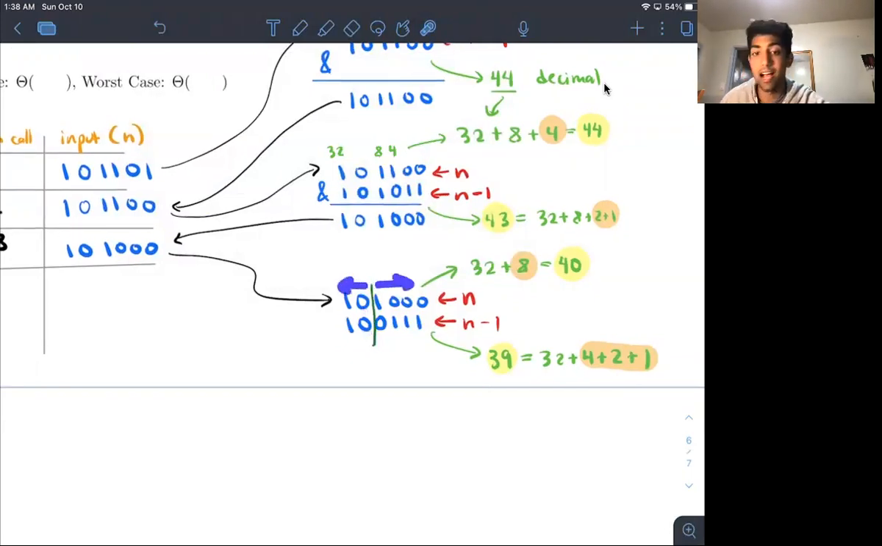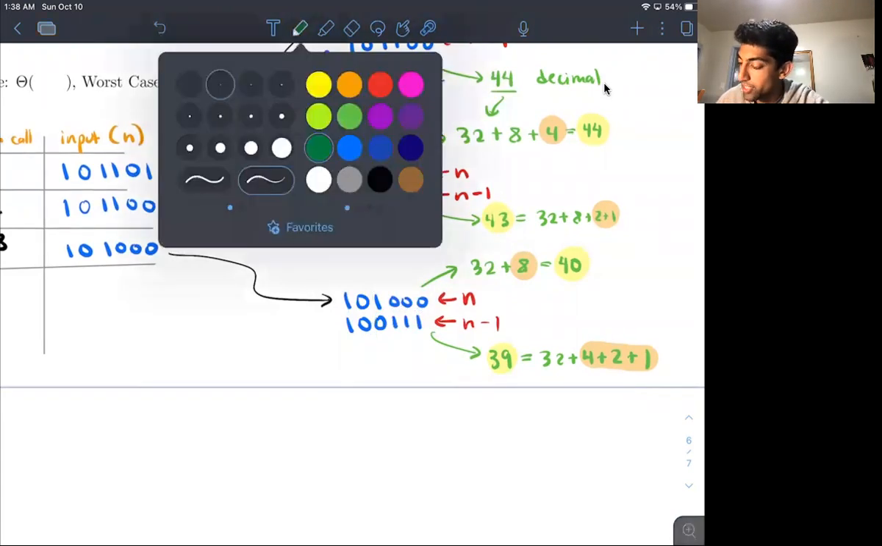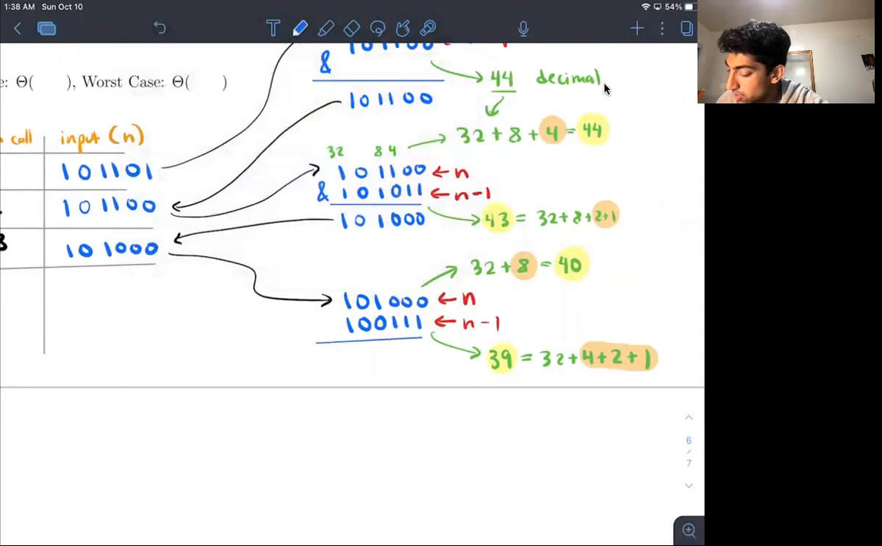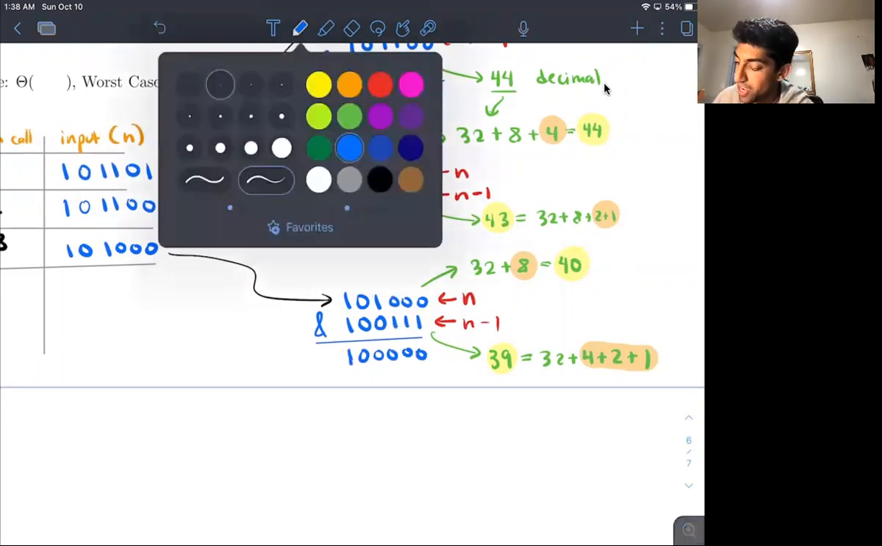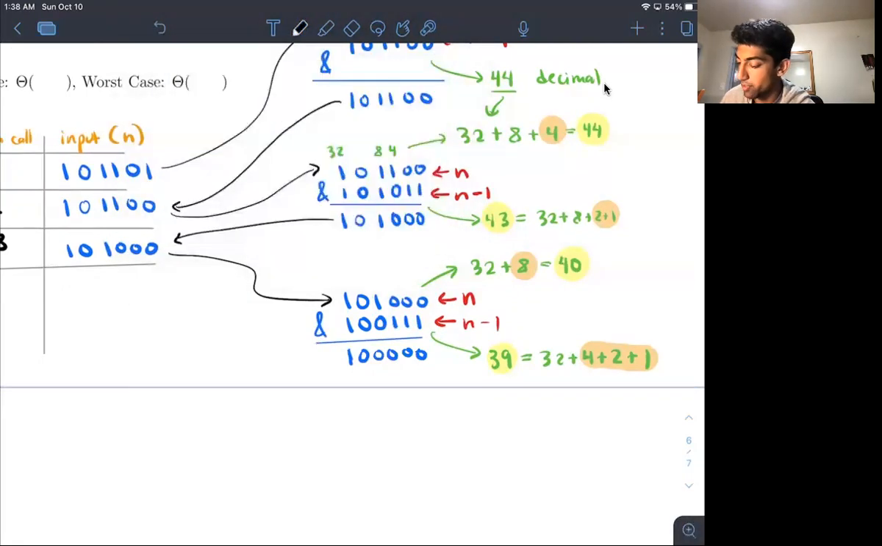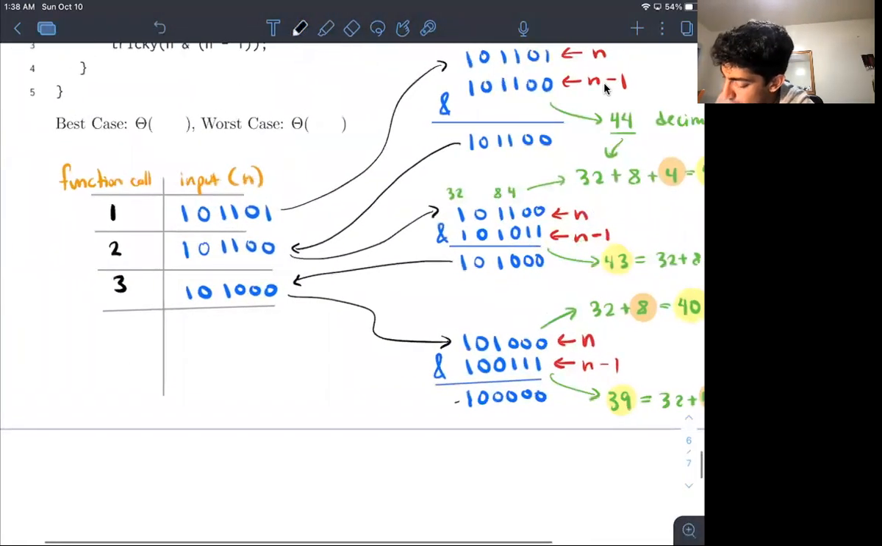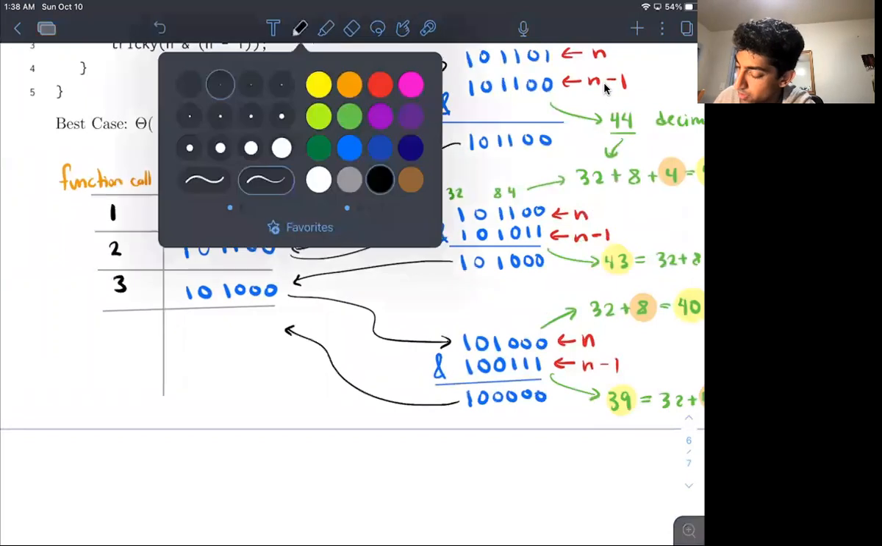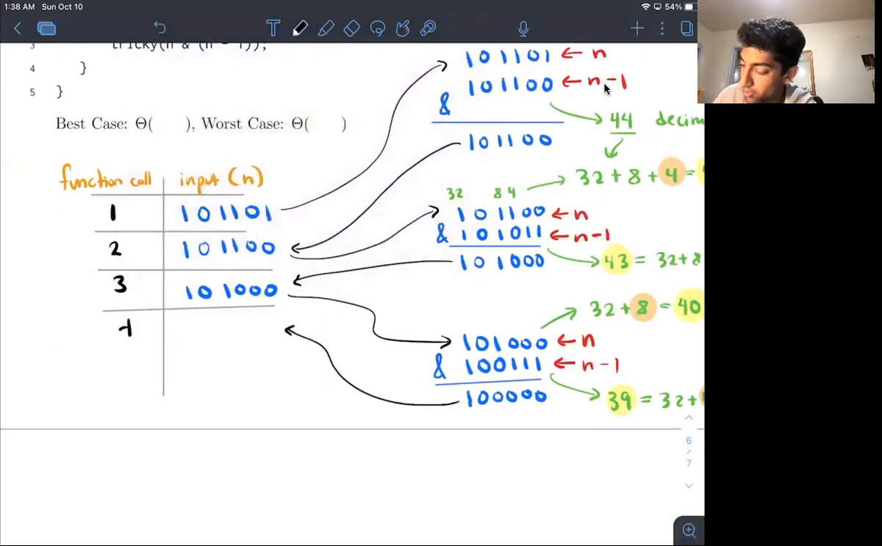But if I'm looking at the right half of this dark green line, notice that n and n minus 1 are flipped, right? And now what's going to happen when I do this AND operation here, it becomes a bunch of zeros and 1, 1, right? So now we can put this back in our table. So this is the fourth iteration of our algorithm.